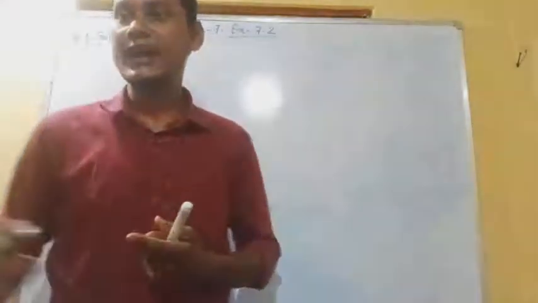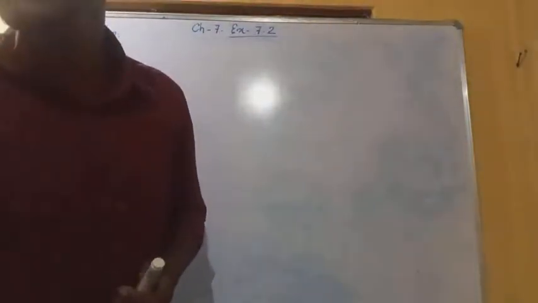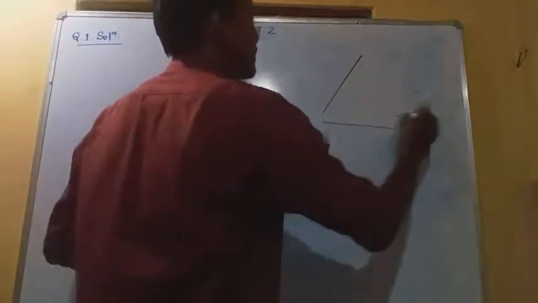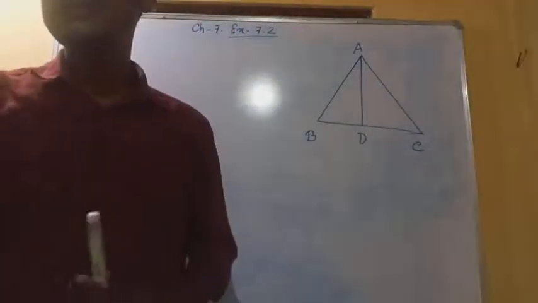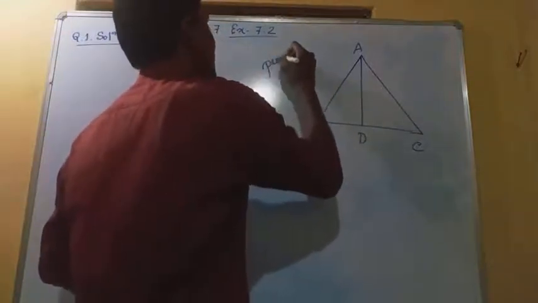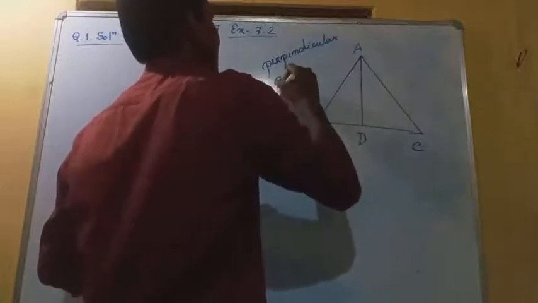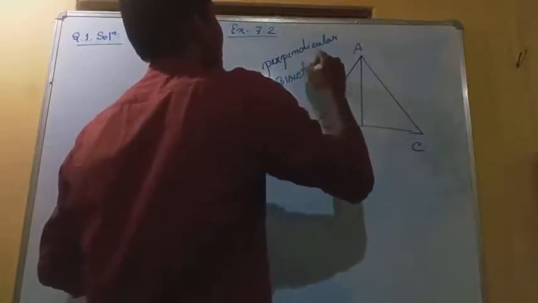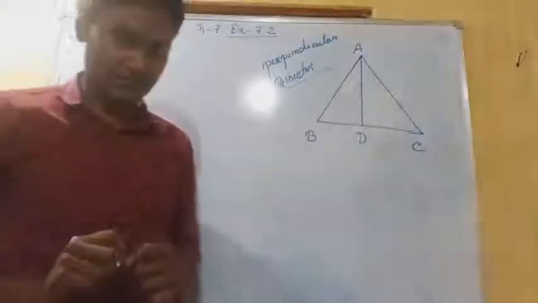Now we have to draw the figure. It is given in your book only. See the given figure properly. First let me draw the figure. This is triangle ABC, and this one is AD. AD is the perpendicular bisector. Observe the words perpendicular bisector. It is given that AD is the perpendicular bisector.